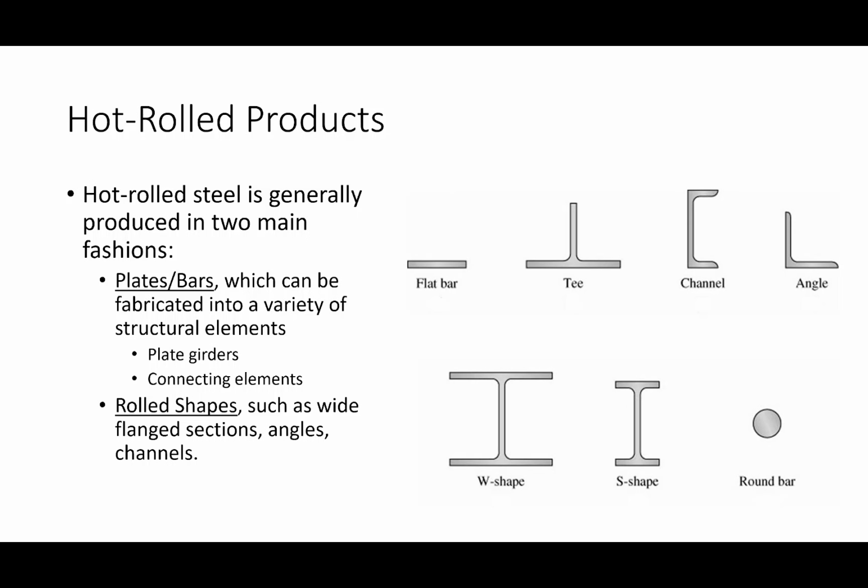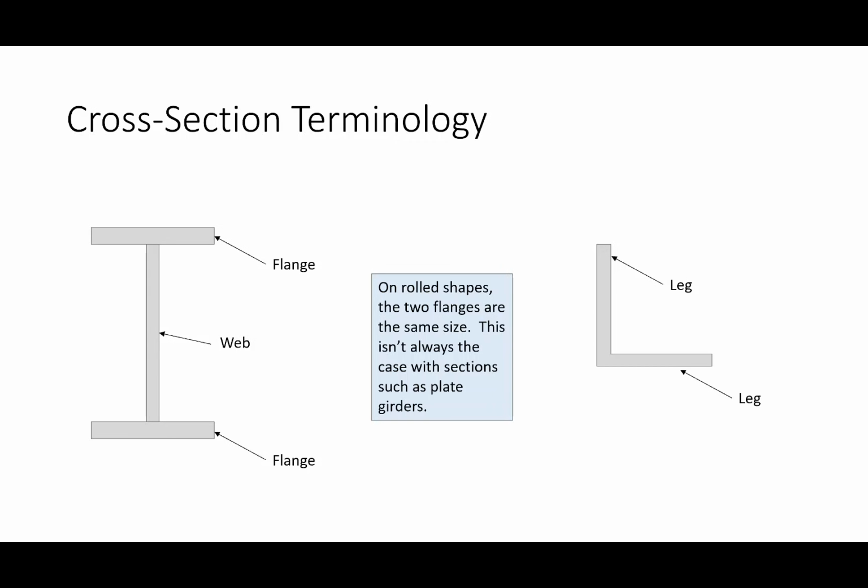Speaking of, if we're looking at the cross-section terminology, I imagine you've seen this before, but in case you haven't, this is a flange, this is a web. Unless otherwise noted, we can assume that both flanges are going to be the same size. In plate girders on bridges, that's not the case. In fact, the default is it isn't the case. But for our purposes, unless otherwise noted, they're going to be the same size.